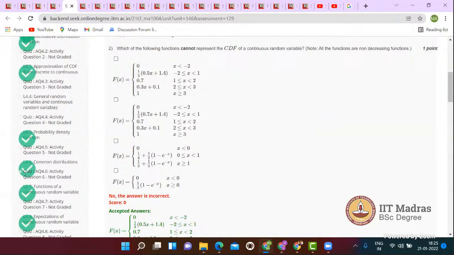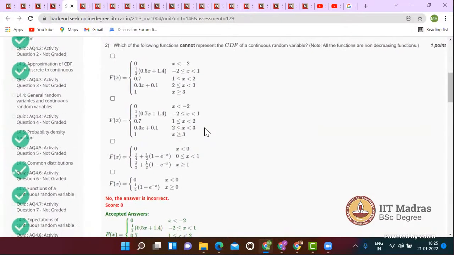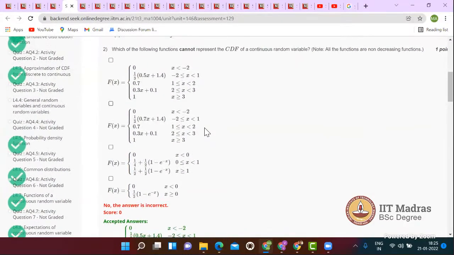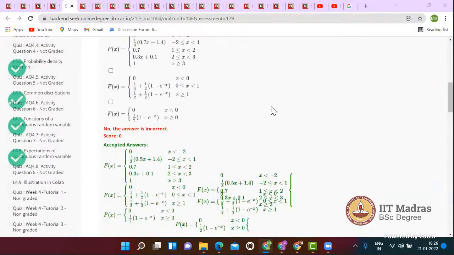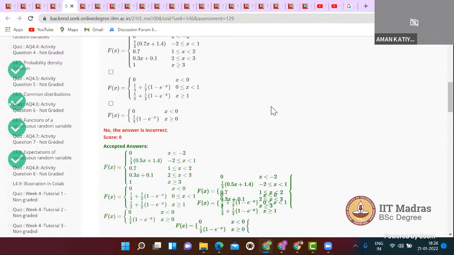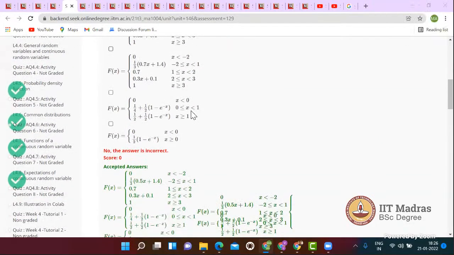Sir, can you explain this question? Yeah, you can. And if it's possible to zoom a bit. Is it visible now? Yes, sir. So you are having doubt in the second one, which is not correct? Yes, sir. Okay, the second one can't represent.